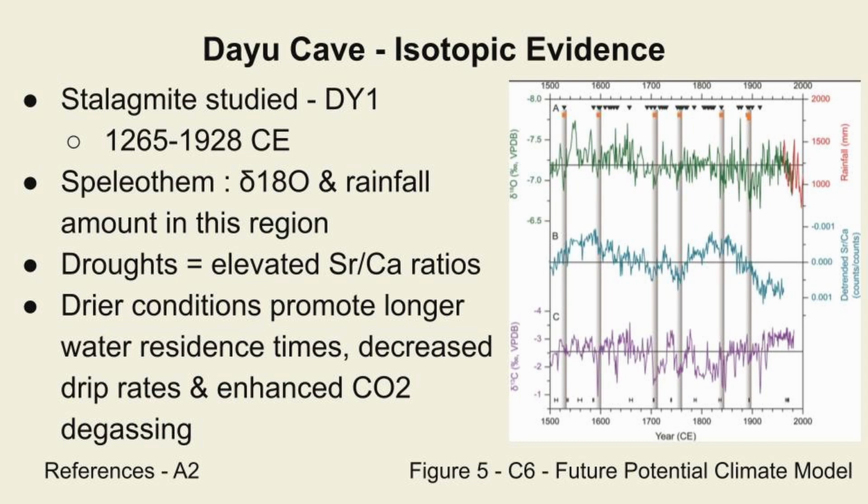In Figure 5, the black triangles at the top reflect the number of trips made by the local people to the cave, and the gray bars are drought events. There is a direct correlation between the drops in oxygen-18 isotopes and the trips made to the cave.